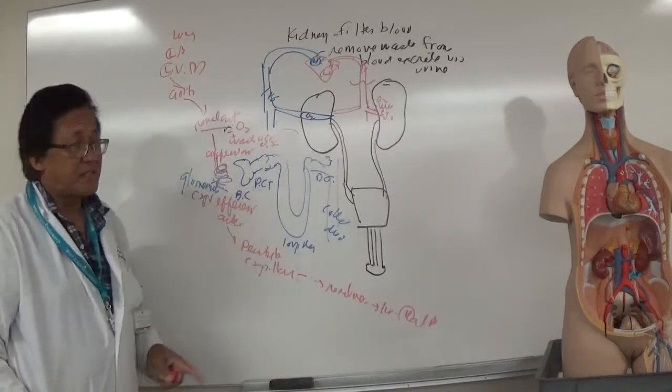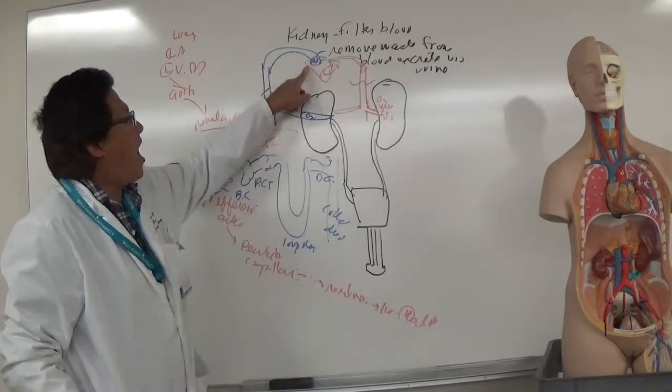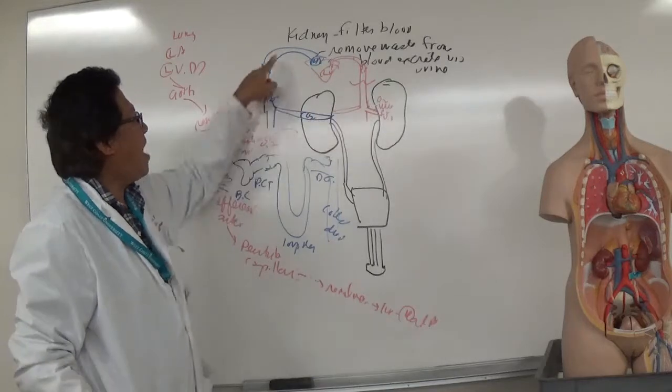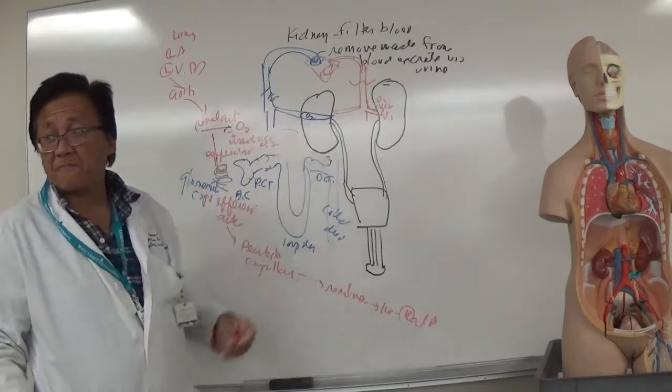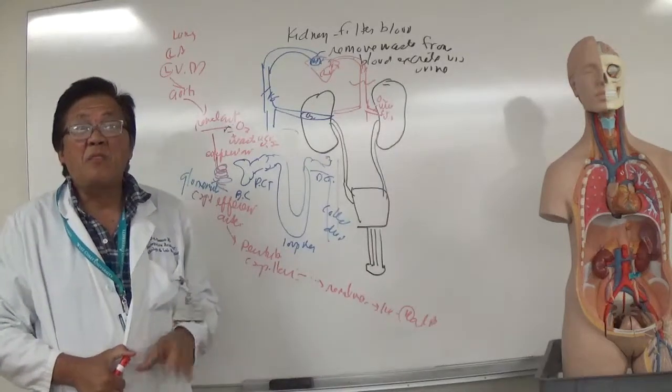In other words, the blood circulates all throughout the body, from the heart, kidney, back to the heart. As it passes to the kidney, what will the kidney do? Filter the blood, remove the waste.